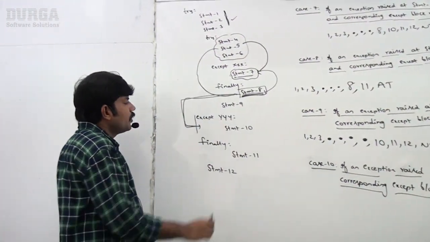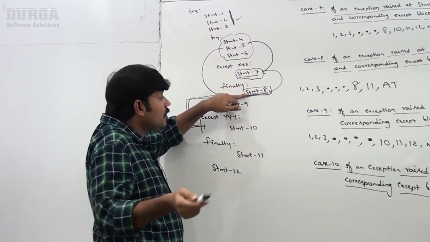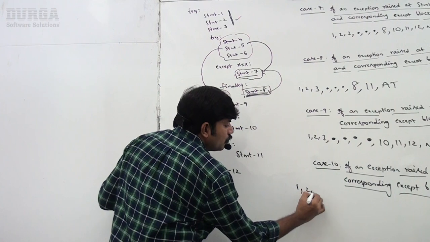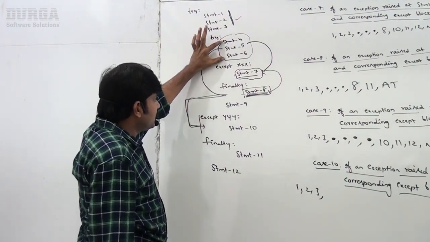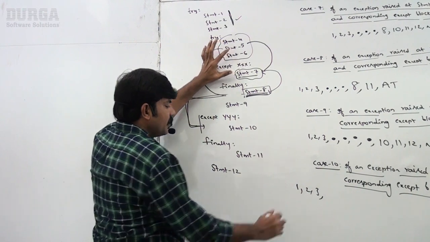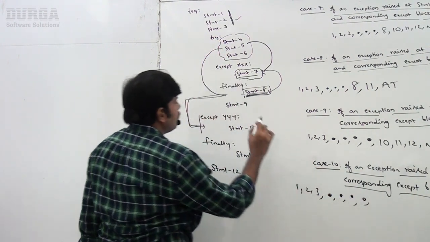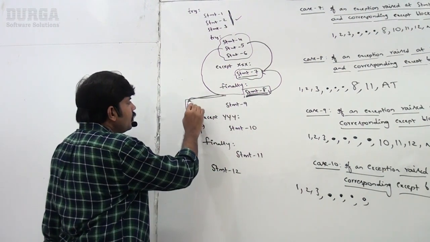Now observe, if an exception is raised at statement 8, how does the control come to statement 8? Just now I explained: 1, 2, 3 are compulsory, and 4, 5, 6, 7 may or may not execute. Next, while executing 8, the problem came.